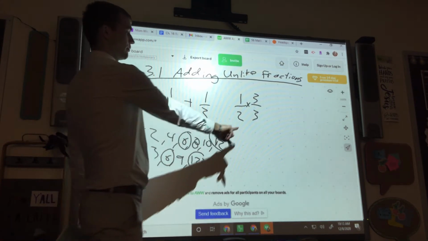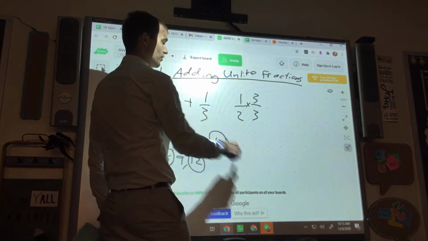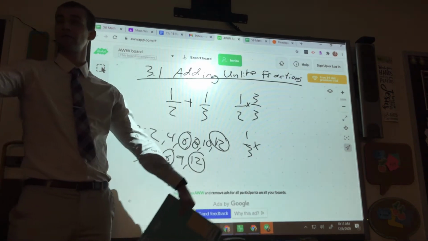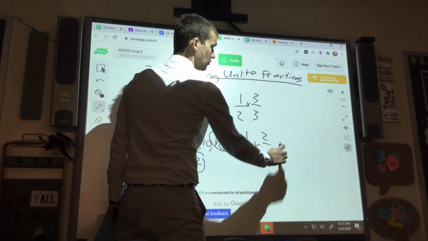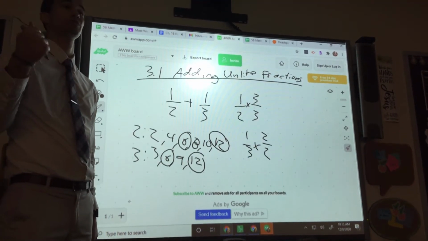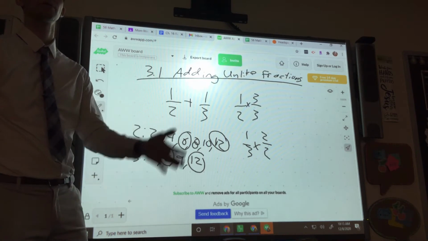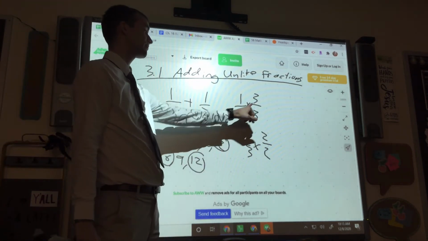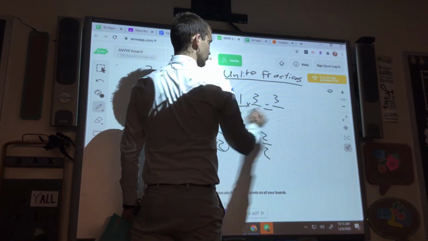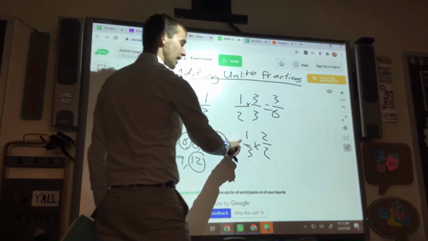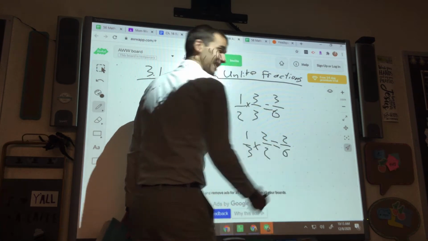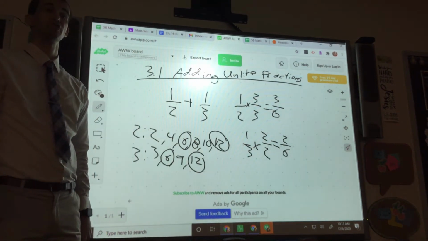2 times 3 is going to get me 6 on the bottom. And then for 1/3, instead of multiplying by 3 over 3, I'm going to multiply by what? 2 over 2, because that's the same thing as multiplying by 1. And all the time, we're not changing the number, we're changing the way the number looks. So 1/2 times 3 over 3 is still 1/2, it just looks like 3 over 6. And 1/3 times 2 over 2 is still 1/3, but it looks like 2 over 6. So they're still the same number, they just look different.